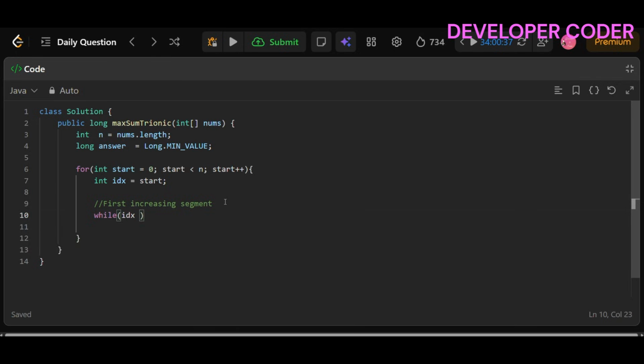Simple, while index plus 1, the next index, should be less than n, so that I don't go out of bounds. And here I will say nums of index, if it is smaller than nums of index plus 1, that simply means that it is increasing. The next value is greater than the previous value, right? In that case we have an increasing slope. So here I will say index plus plus, increasing segment. Now I'm doing index plus plus.